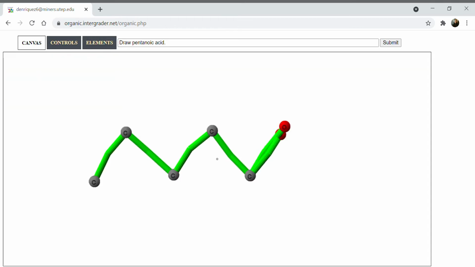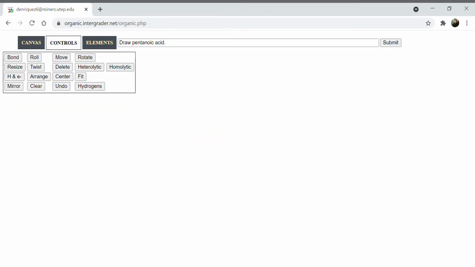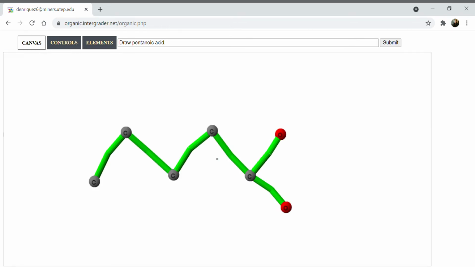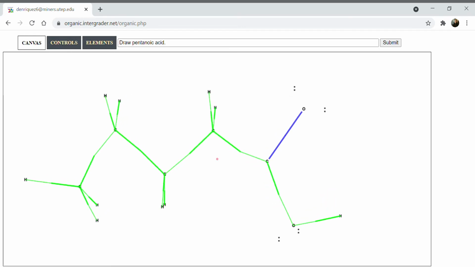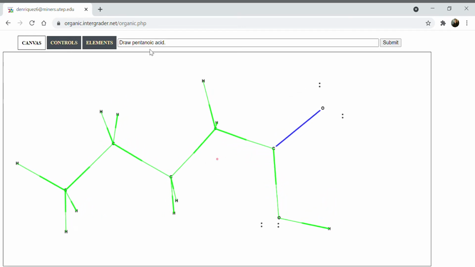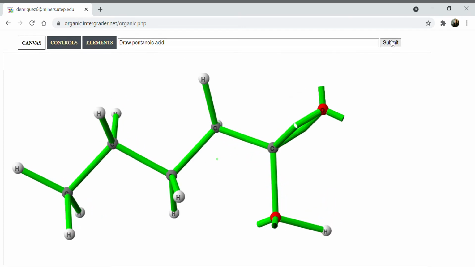Pentanoic acid. So pentane, you're going to do your 5 carbons. And it ends in oic, not dioic, so I'm only going to have 1 carboxylic acid on one side. So add my hydrogens and hit arrange. So this is the end product. I believe this is also called valeric acid for the common name.